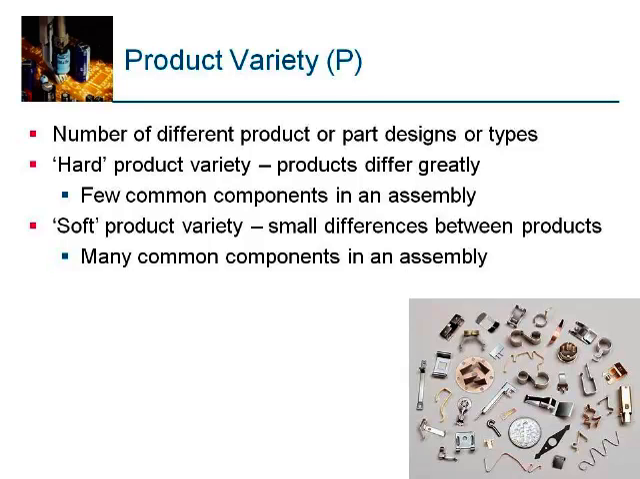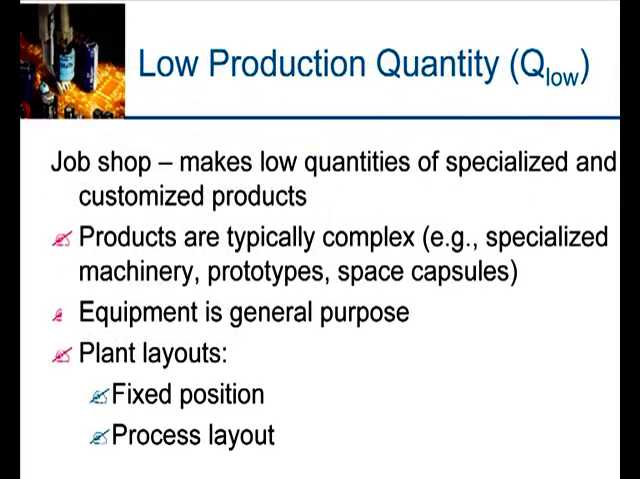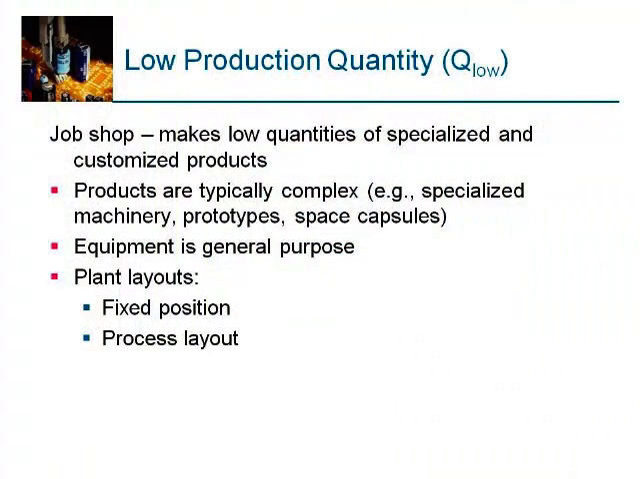Low production quantity, which we call Q low, is the job shop industry. A job shop makes low quantities of specialized and customized products. In a job shop industry, the products we get are low in number and the product variety is very high. Products are typically very complex, like machine tools, gas turbines, compressors, manufactured by many big industries like BHEL Hyderabad or BHEL Haridwar, where they manufacture these units. Such kinds of industries come under the category of job shop industries.